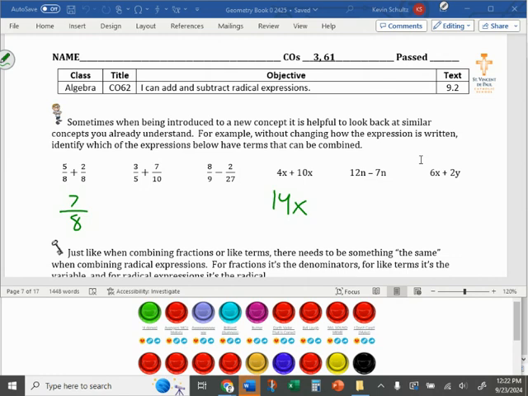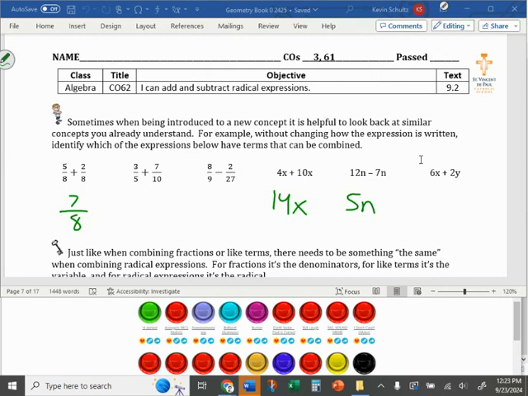Can we combine 12n minus 7n? Yeah, we have 12 n's, we lose 7. How many n's do we have left? 5. Okay? What changes, what stays the same? The coefficient changes, the variable stays the same. We have to have like terms to be able to do this stuff. The last one, 6x plus 2y, can we combine those? No. Can we do anything to allow us to combine them? No. This is in the simplest form. We are done. So sometimes, like with fractions, we can do stuff to make them combinable. Sometimes, like with like terms, we can't do anything, and we just leave it as is.